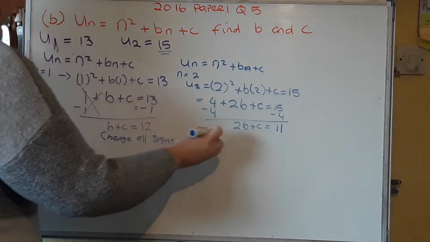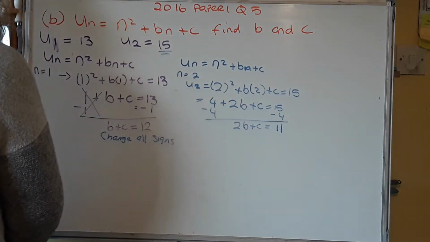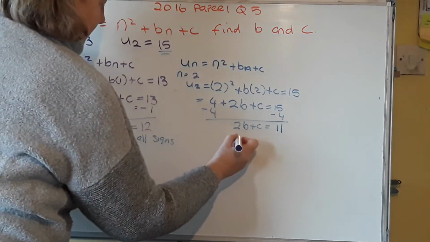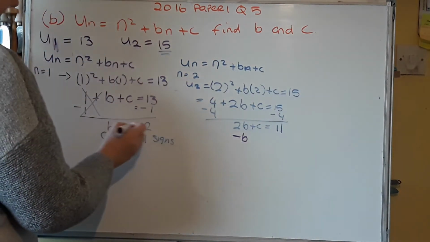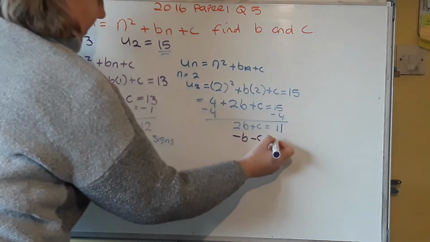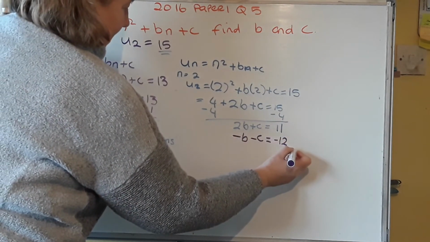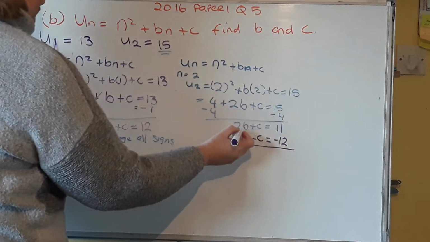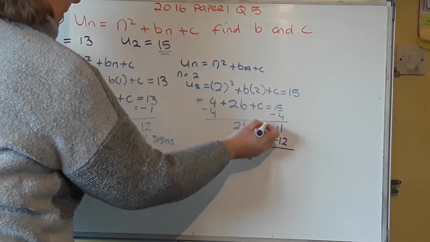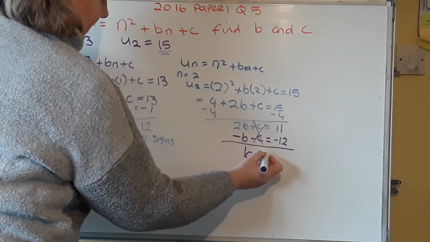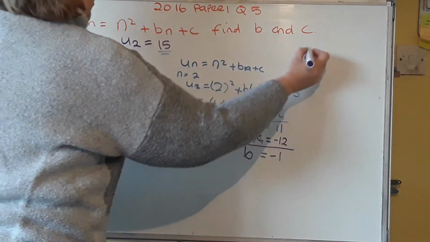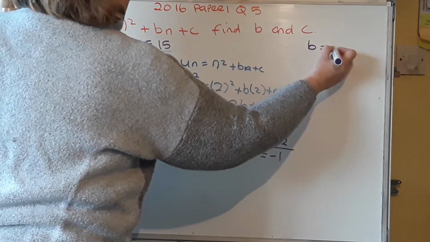Okay, so I'm going to put it under this one. So b becomes minus b, plus c becomes minus c, equals 12 becomes minus 12. Then 2 b's take away a b leaves you with 1 b. C take away c gets rid of the c's, and 11 take away 12 gives you minus 1. So now you know that b equals minus 1.